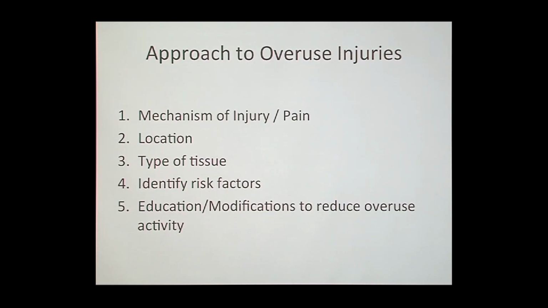So with that, I'm going to repeat the approach to overuse injuries that hopefully you can take home and use to diagnose your family and friends, start your own business, be good. Think about the mechanism of injuries. We're all going to get these things. What's the location? Get them to point to where it hurts. Think about the type of tissue that might get damaged in that location. Think about the risk factors. And at the end, common sense education: get them to modify their activities, give them time to recover.